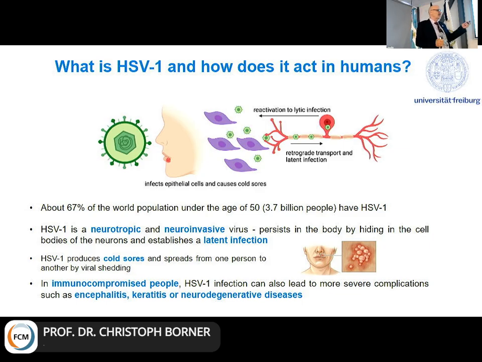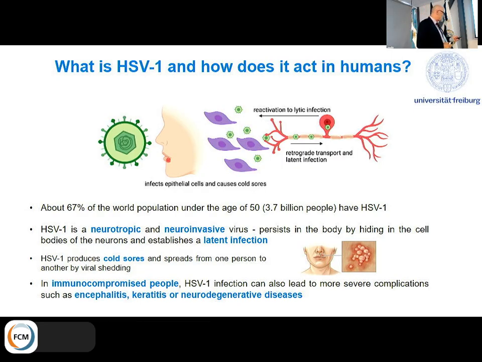The last 3 days I was in the mountains and I got some sun and I have some blisters. So this is what happens. Then you get some cold sores, these typical blisters on your lips. This is not dangerous, but in immunocompromised patients, it can lead to encephalitis, keratitis, or even neurodegenerative diseases. So the virus can become pathological.